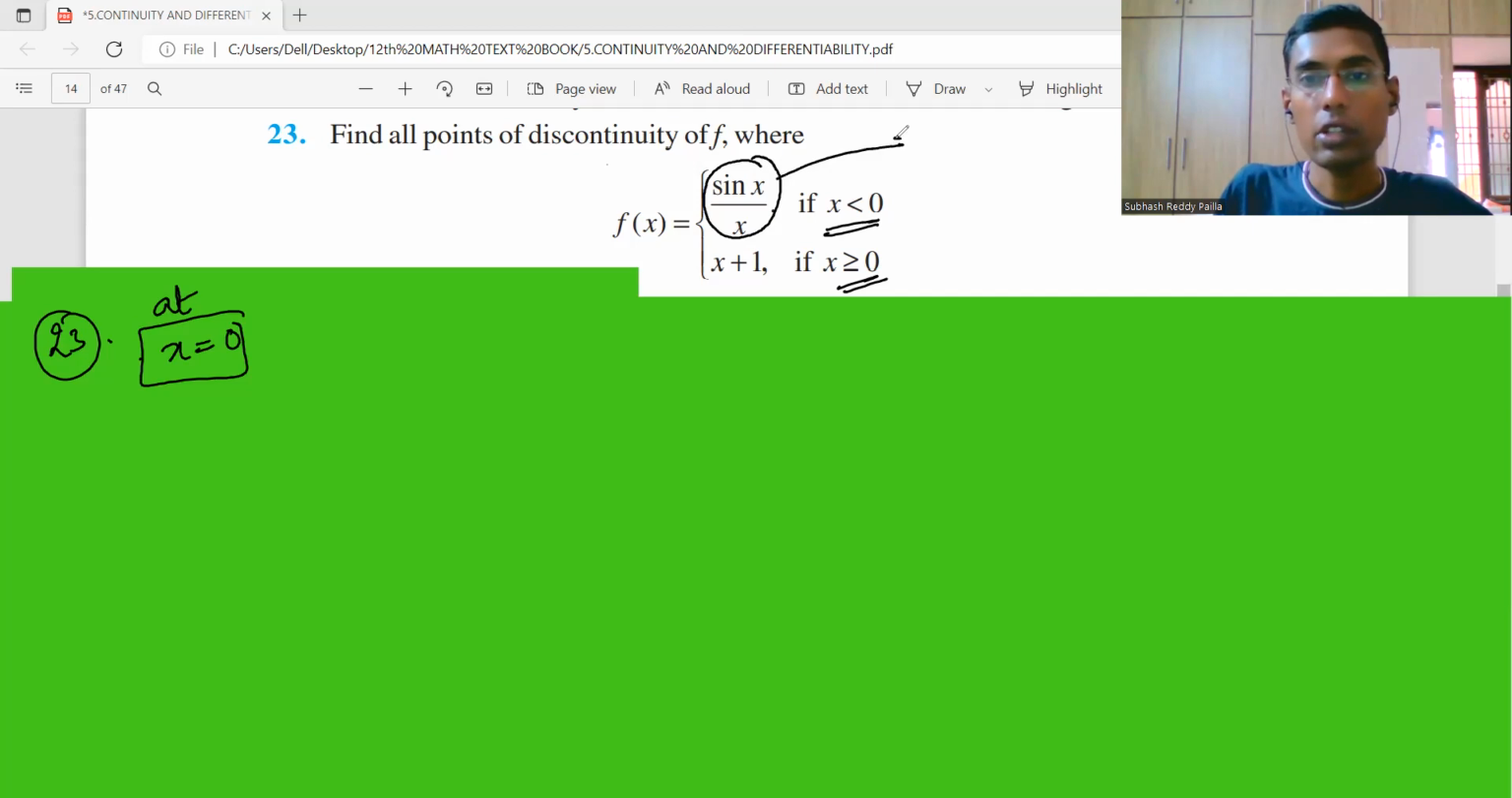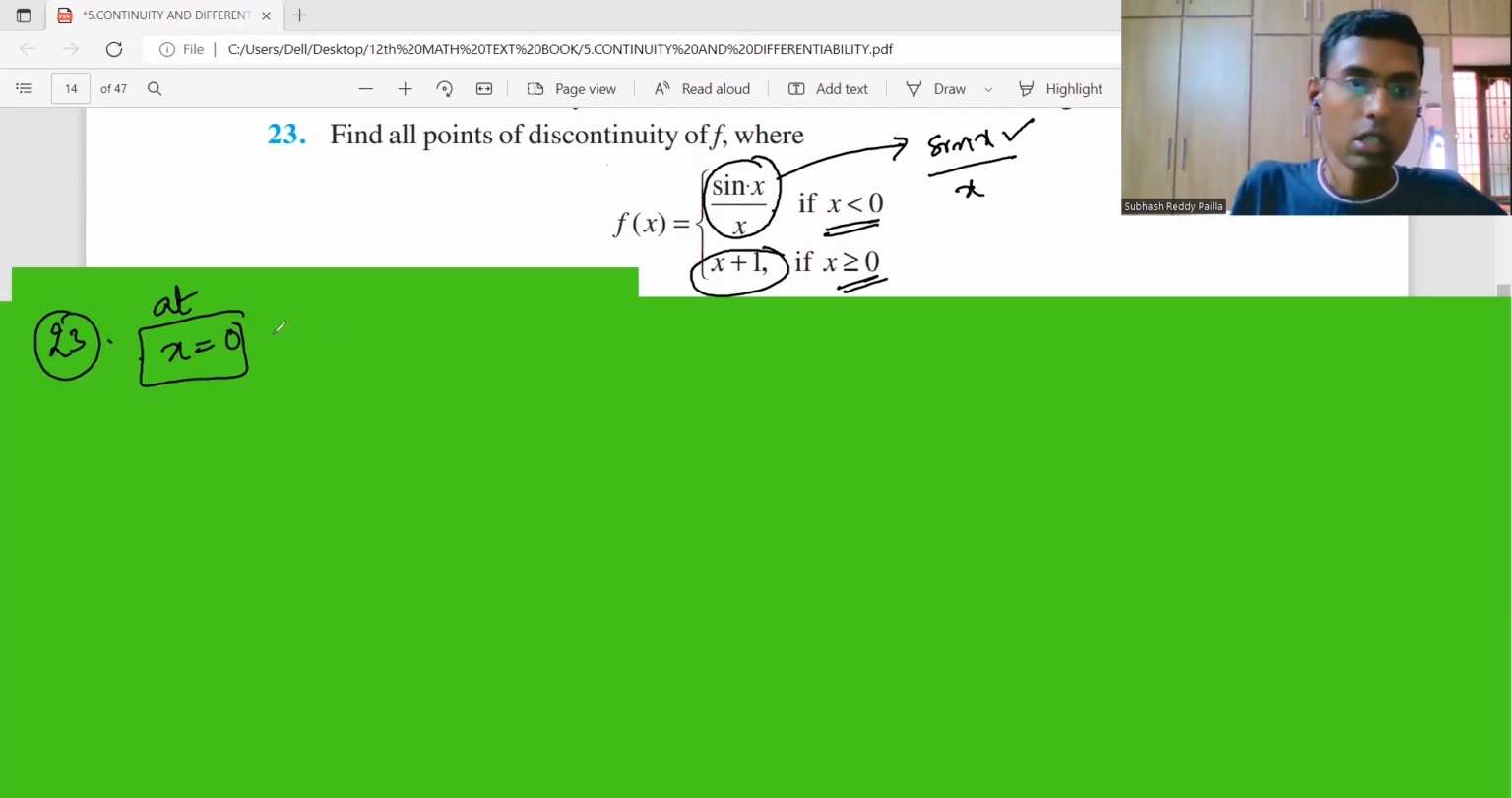Because sin x is continuous, and x is continuous, f is continuous, g is continuous, f by g is also continuous. Here a linear function is always continuous. So therefore it is continuous. Sin x by x. So simply how do you write? First step, I am checking at x equal to 0. At x equal to 0, how do I check?